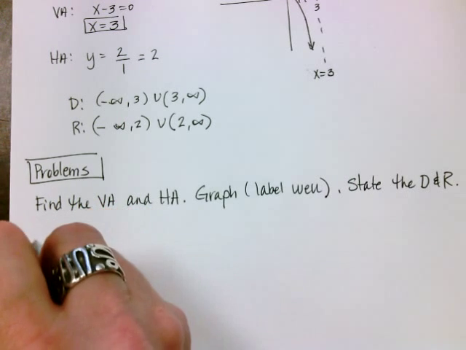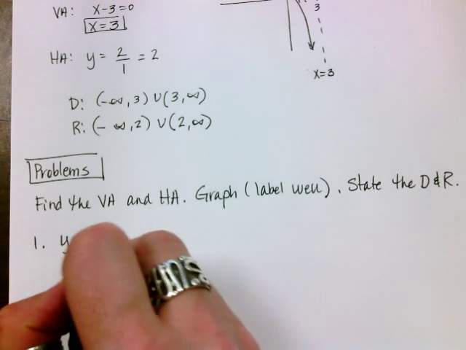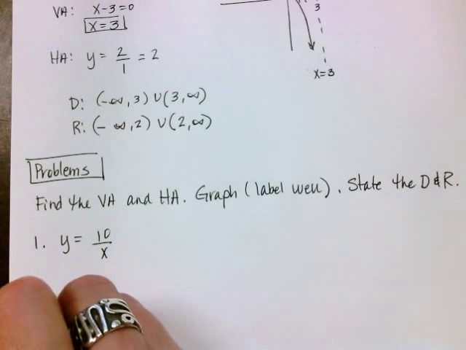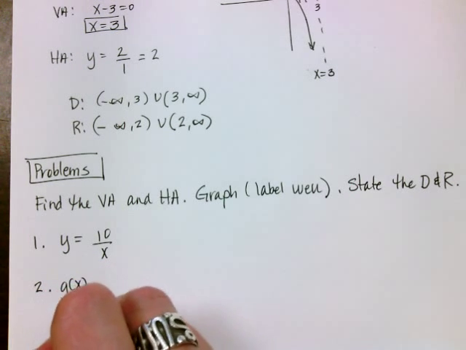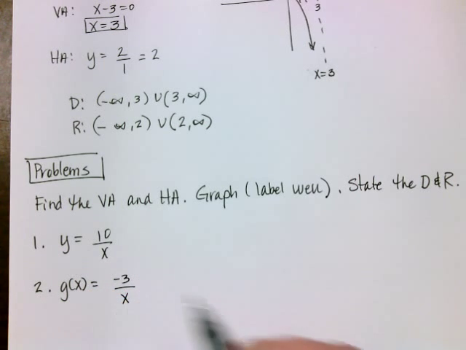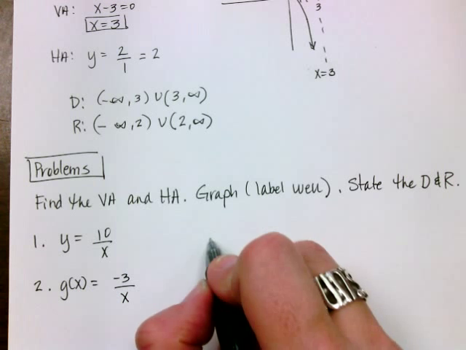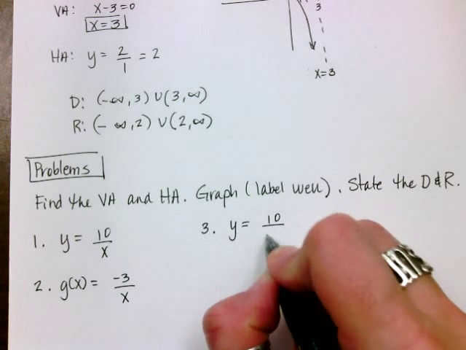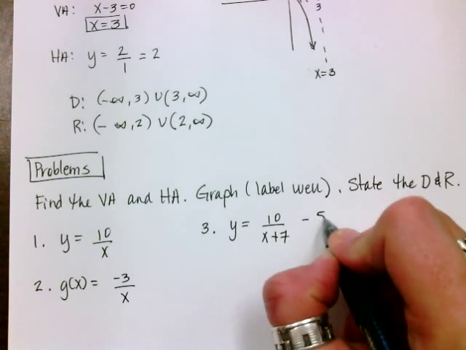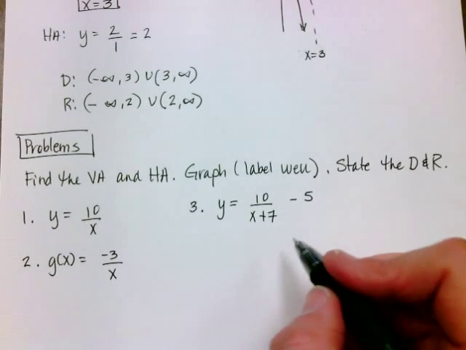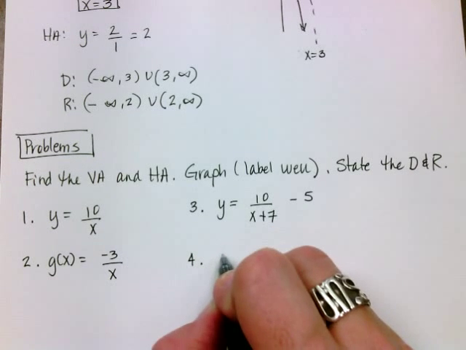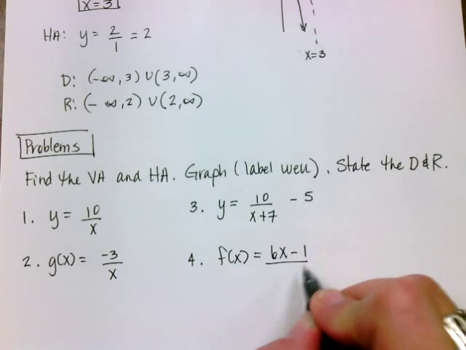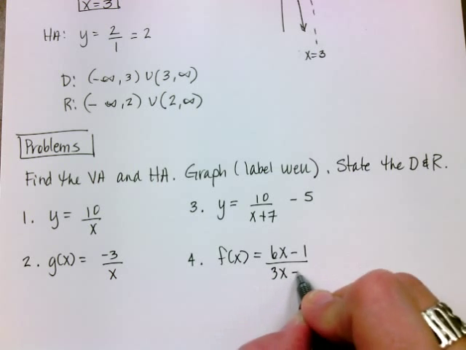All right, so for number 1, your equation is going to be y is equal to 10 over x. Okay? Number 2, your equation is going to be g of x is equal to negative 3 over x. Pay attention to the negative. Problem number 3 is going to be y is equal to 10 over x plus 7 minus 5. And then problem number 4 is going to be f of x is equal to 6x minus 1 over 3x minus 1.